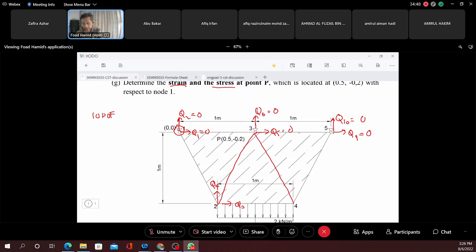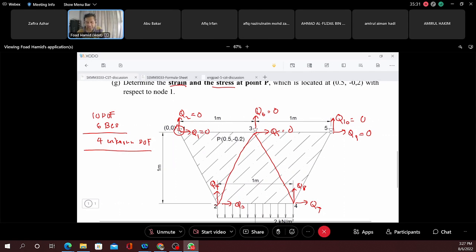How about Q7 and Q8? Also the same thing, no boundaries. So if you look at this overview, you can see that there are 10 degrees of freedom, but we have 6 boundary conditions. So how many are unknown DOF? There are 4 unknown DOF. So we expect when we assemble the global SLE, the total number of unknowns is 4.